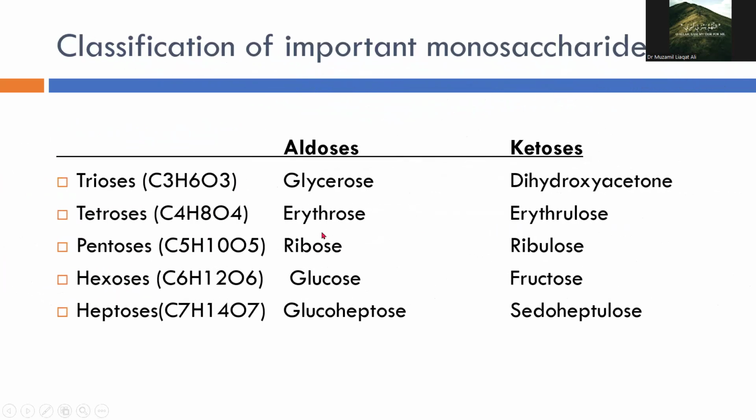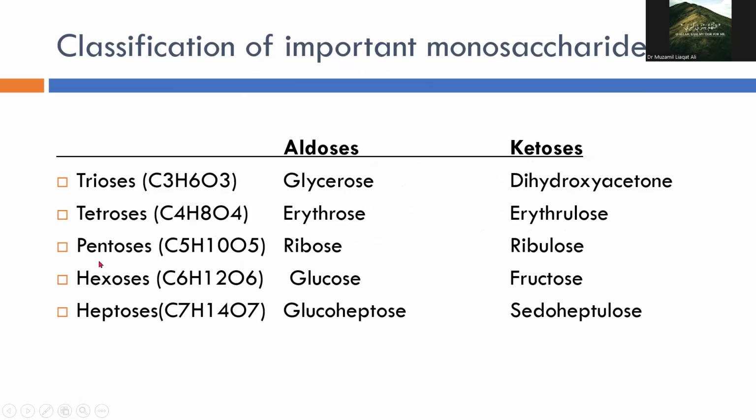So, let's talk about the monosaccharides. Monosaccharides are further subdivided by carbon number and carbonyl type. The table displays trioses that contain a three carbon structure. Aldoses, the example is glyceraldehyde, and the ketoses, the example is dihydroxyacetone. In tetroses, the example is erythrose, and the ketose is erythrulose.